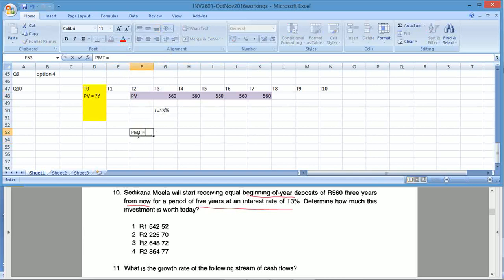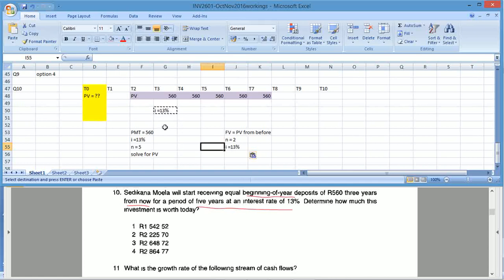So I'm obviously going to work out the payment, which is 560. The rate is 13%. The N is 5 years, so 5 payments, so 5, and then solve for PV. Right, then I'm going to take that PV, that's going to become my FV. Okay, and then N is going to be 2, because I'm going to discount it 2 years back to time 0, and I'm going to use I13 there. Okay, so if I do it this way, I don't need to then change my mode on my calculator because I'm using this as a normal annuity, not beginning of the year.